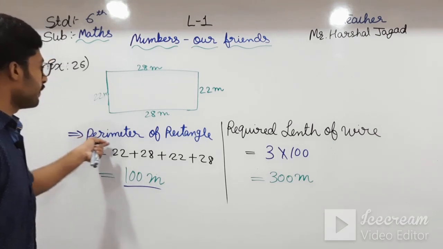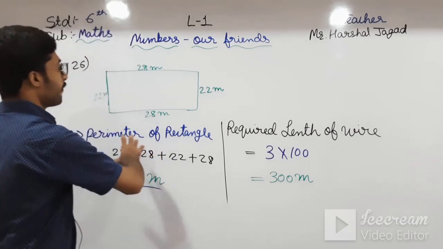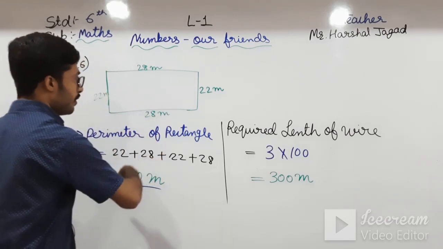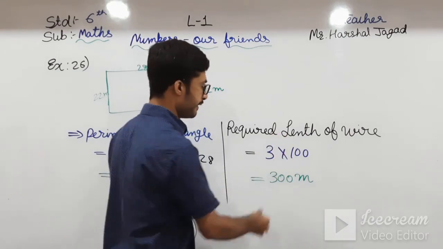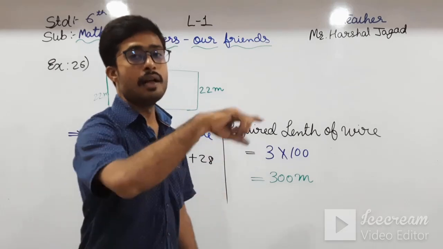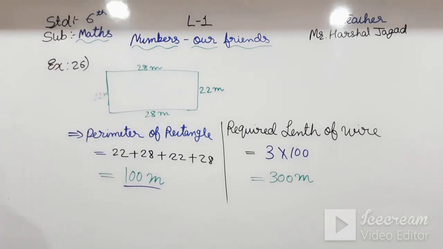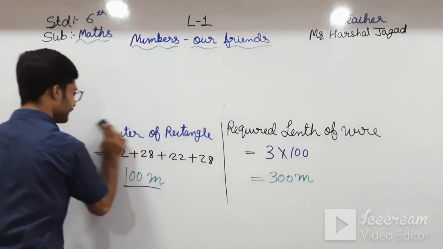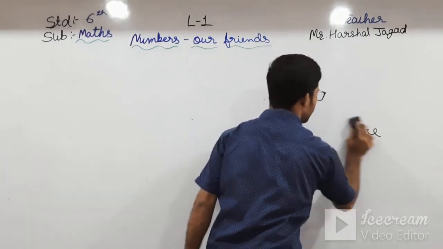See here, first of all we find the perimeter of the rectangle and it is 100 meter, and then we have to round the wire 3 times. So we have multiplied the perimeter by 3 and we get the required length of the wire. We need 300 meter long wire, so we can round it 3 times around the rectangle. Okay students, the next one, example number 27.